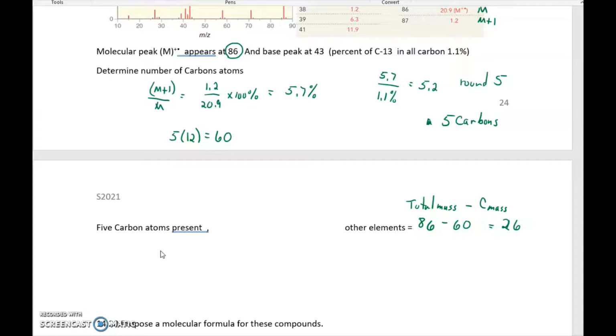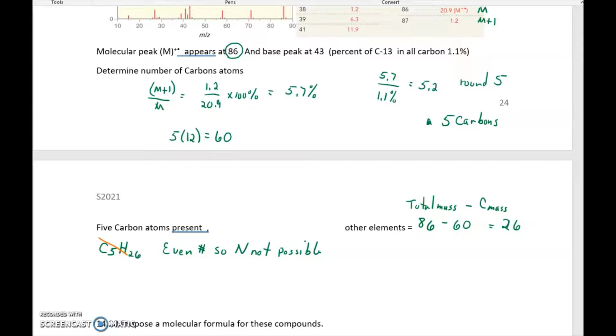All right. One possibility we need to consider is that we have 5 carbons and 26 hydrogens. Well, we know that won't work, because the most hydrogens we could have if it's fully saturated would be 12. So that won't work. We know that this is an even number, so nitrogen is not a possibility. We know that nitrogen is not a possibility because it's not even, and we don't have enough mass for 2 nitrogens.